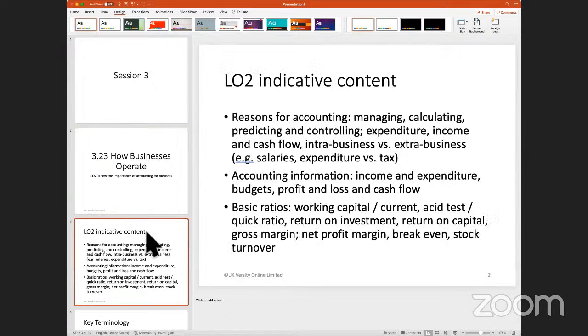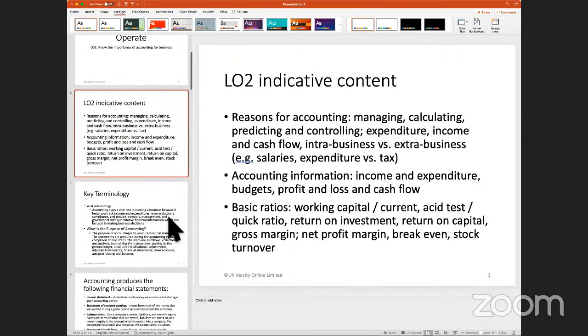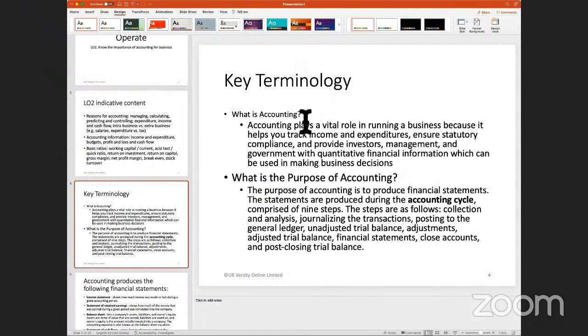Now, there's a fair bit of indicative content, and here, keeping in mind that we are looking at it from the perspective of level 3, we are not going to go into too much detail of accounting. The idea here is to get an overview and understand some of the key bits which we talk about when we talk about business, and about the accounting department or function as a whole within that business.